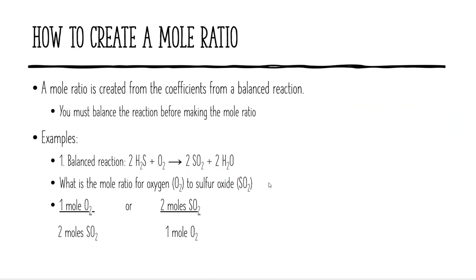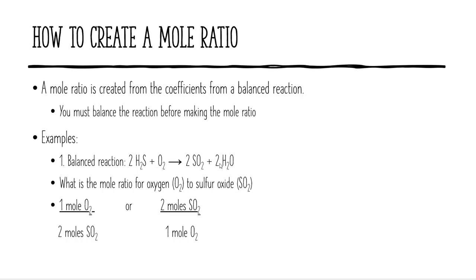All right. So how to create a mole ratio. A mole ratio is created from the coefficients from a balanced reaction. So you have to balance the chemical reactions first. And you must balance it so that you know the ratio of so many molecules to another molecule. Remember when we talked about rates of reaction, we had to have so many molecules present to make that reaction begin, okay?